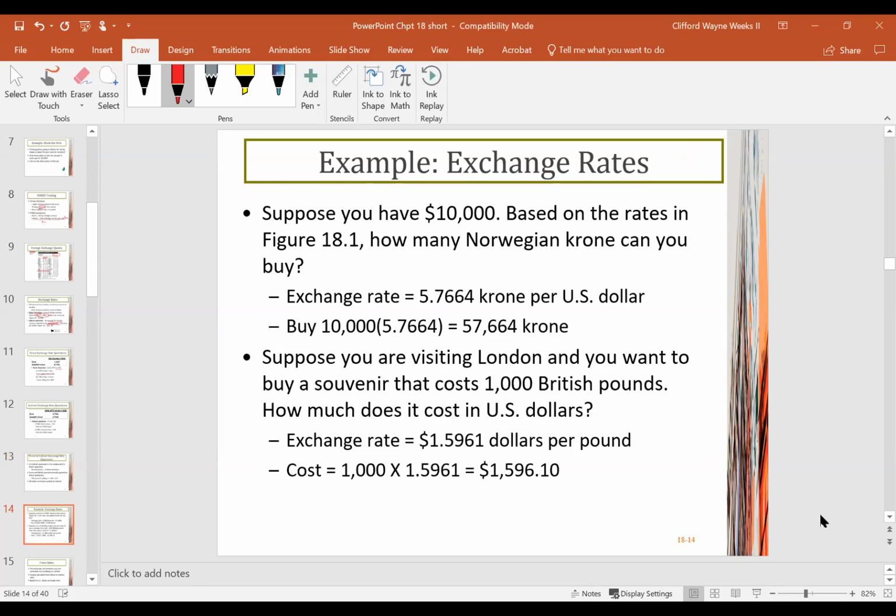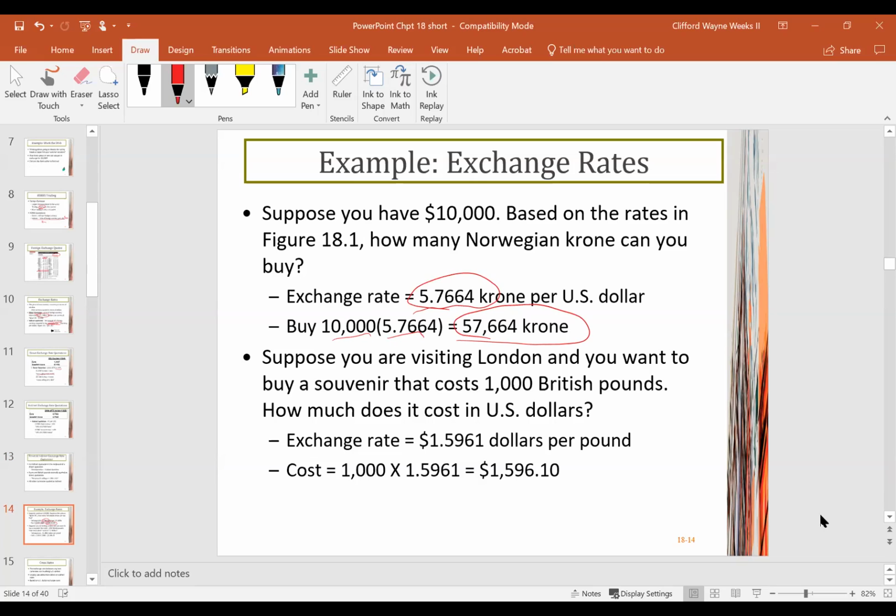Suppose you have $10,000. Based on the rates from the figure, that old exchange rate, how many Norwegian krona can you buy? If they're selling for 5.7 krona to the dollar, we're just going to take the $10,000 multiplied times the exchange rate, and we could have 57,000 krona. That was the indirect.